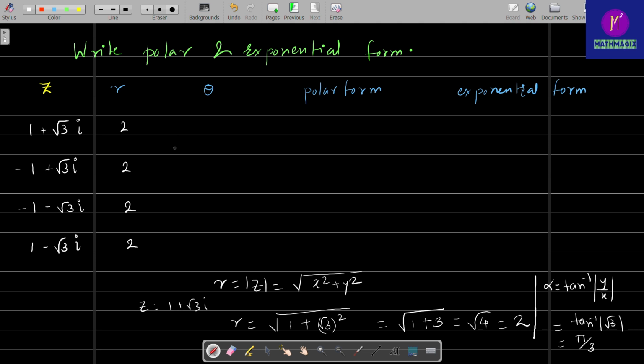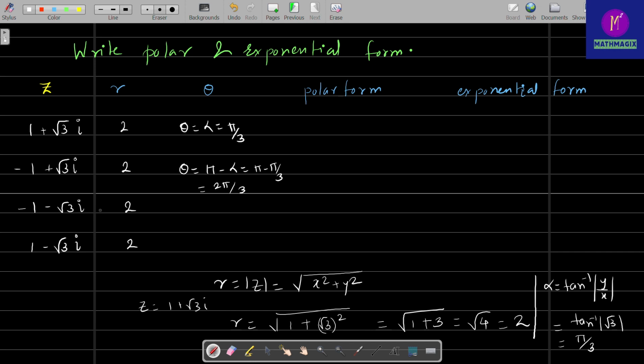For the first number 1 plus root 3i, the number is in the first quadrant, so theta is the same as alpha. So here the value of theta is pi by 3. For the second case, minus 1 plus root 3i, the number belongs to the second quadrant, and as the number is in the second quadrant, the angle will be pi minus alpha. That means pi minus pi by 3, which will be 2 pi by 3. So here the angle is 2 pi by 3.